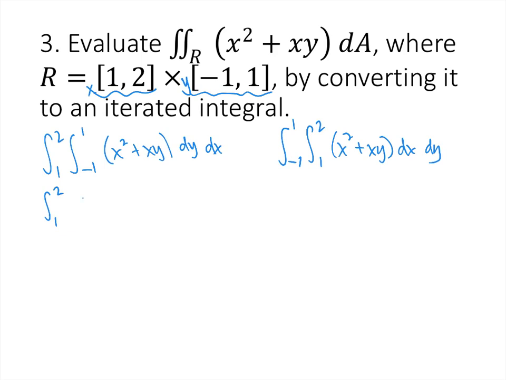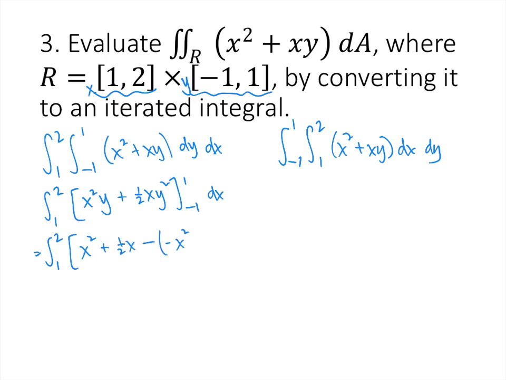So the antiderivative of x squared is x squared y. That's the integral of a constant. And the antiderivative of xy is going to be 1/2 x y squared. And then we plug in minus 1 and 1 and subtract. When we plug in 1, we get x squared plus 1/2 x. Minus what we get when we plug in negative 1, we're going to get negative x squared. And then negative 1 squared is positive 1, so we get plus another 1/2 x.